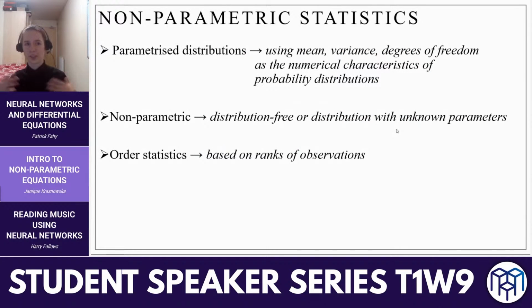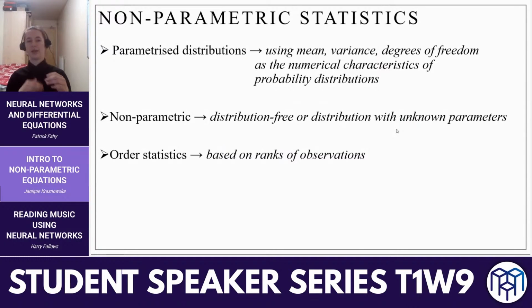So to understand what the idea behind non-parametric statistics is, first we need to think what parametric statistics or distributions are. So with parametric statistics, we assume that a certain numerical characteristic like mean or variance describes the probability distribution well. And non-parametric statistics are the opposite. So they don't assume an underlying distribution, or they assume we don't know anything about those parameters like mean or variance. And the most basic type, and the type that the first example of non-parametric test I'm going to present belongs to, is the order statistics. So instead of relying on mean and variance, they rely on the ranks of observations.